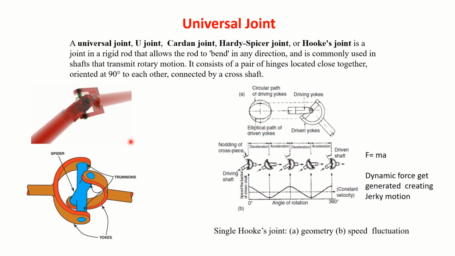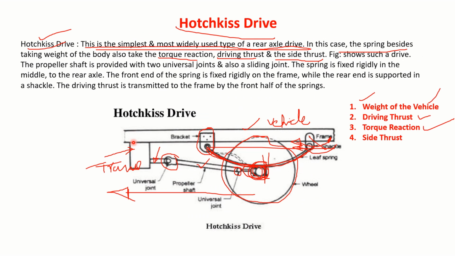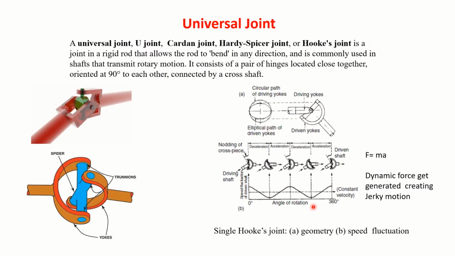Okay. Next, again you just go back to the Hotchkiss drive. Here you have the universal joint, here you have the universal joint. Even in the torque tube drive, you have one universal joint here. This is known as universal joint, U-joint, Cardan joint, Hardy Spicer joint, Hooke's joint, so many names they call it. Very clearly you can see that one shaft is at an angle to the other shaft.